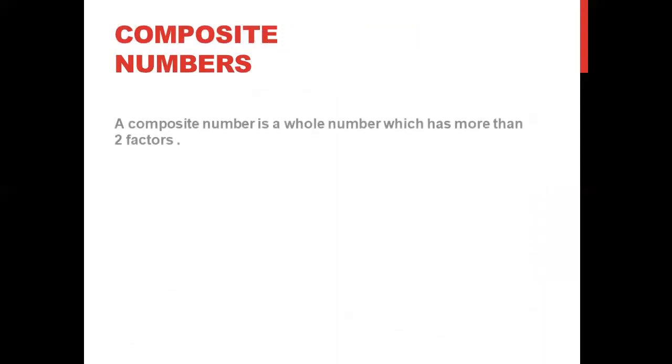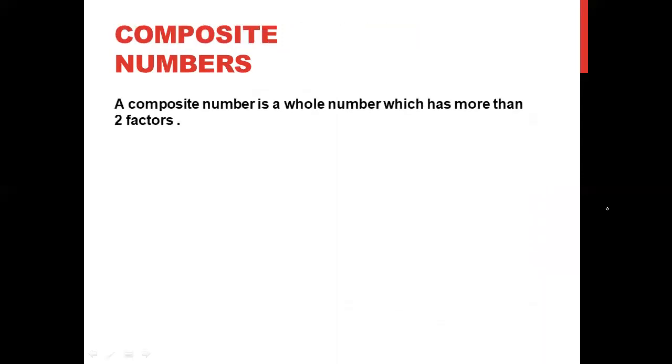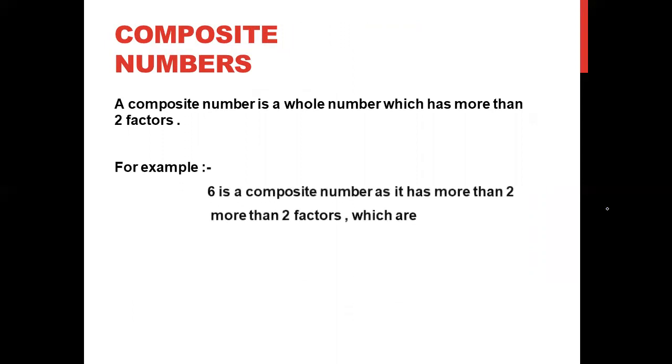So these are some facts, keep them in mind. Now, composite numbers. A composite number is a whole number which has more than 2 factors. For example, we have 6. 6 is a composite number as it has more than 2 factors, which are 2 and 3 and 1 and 6, as I showed you in the example before.